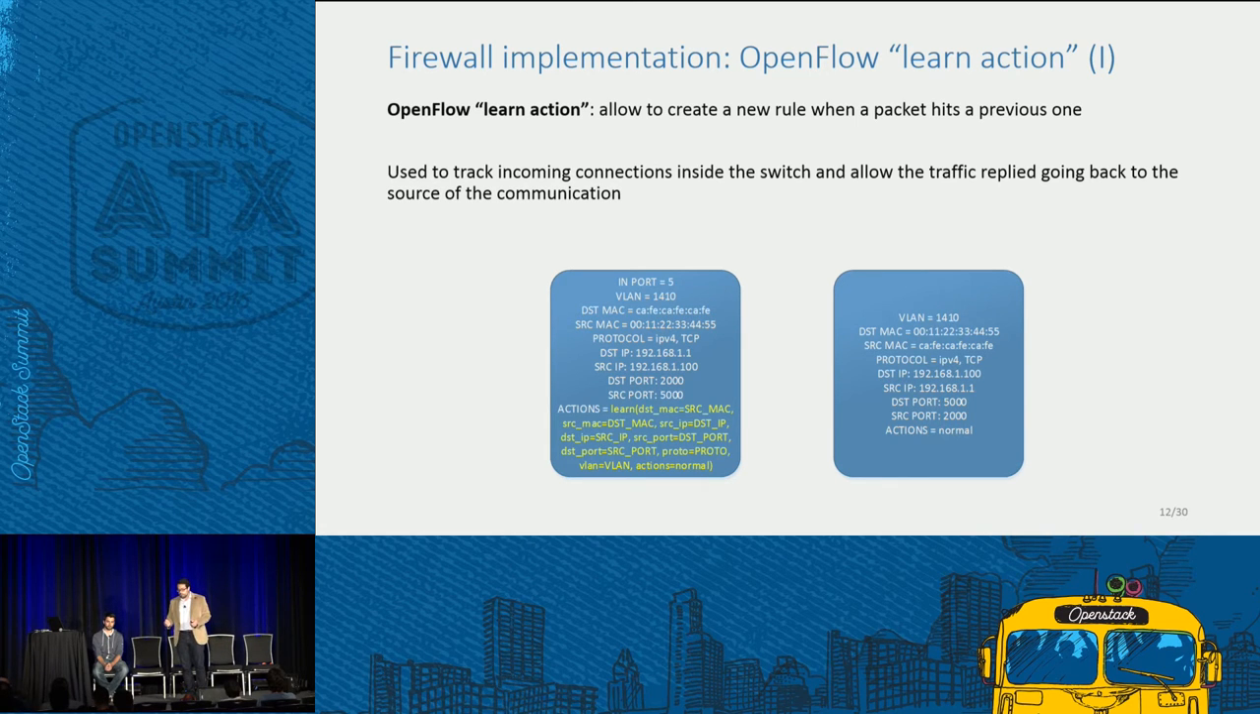Using this LER action, what you are doing is reflecting all the traffic, for example, changing the destination MAC. When a packet matches this rule, instantly it creates a new rule inside Open vSwitch, allowing the traffic going back to the source. And it's very simple. What we are doing here is just changing the source and the destination MAC, or changing, for example, the IP destination and source, or even the protocol. And this is very simple.